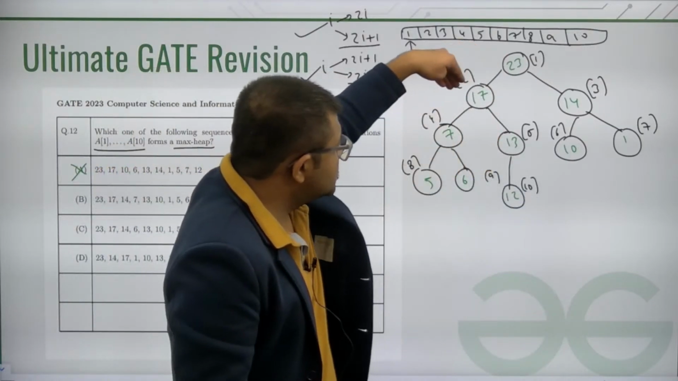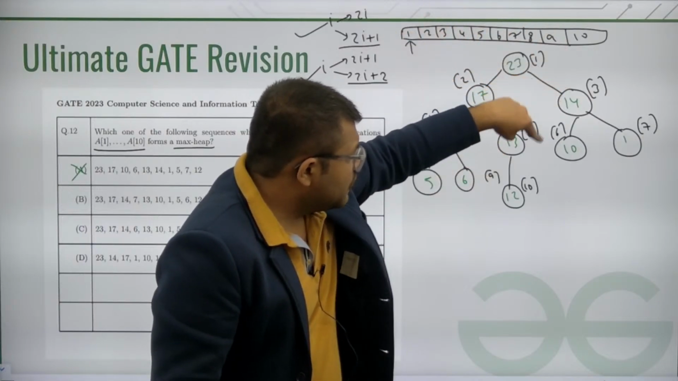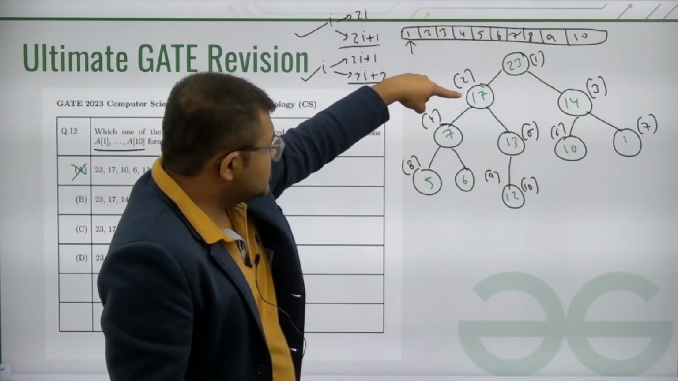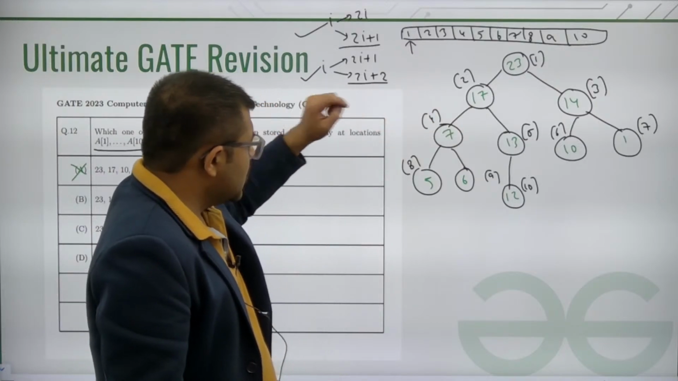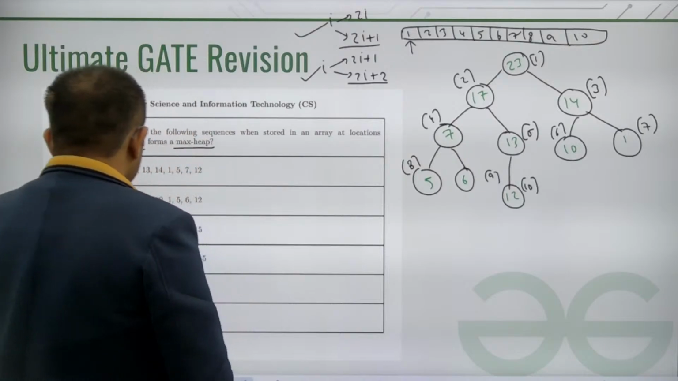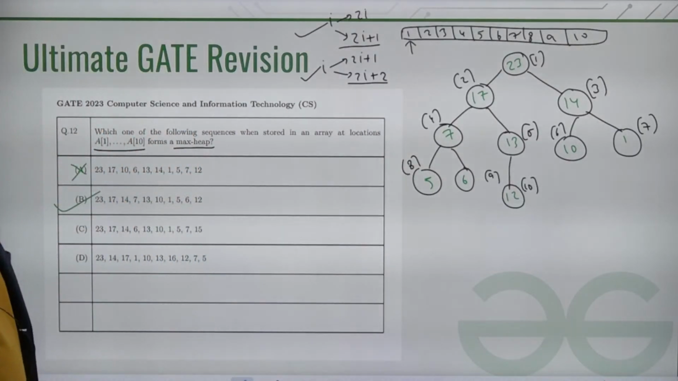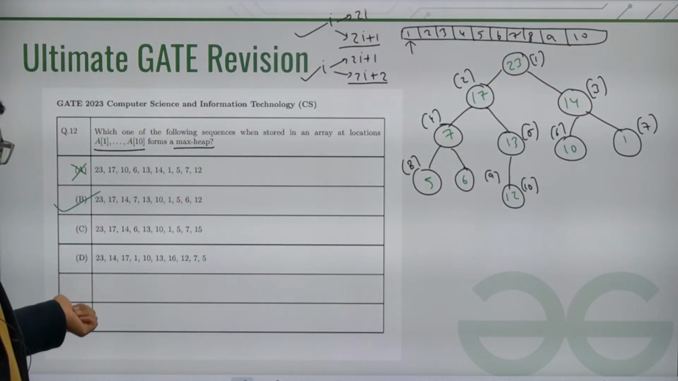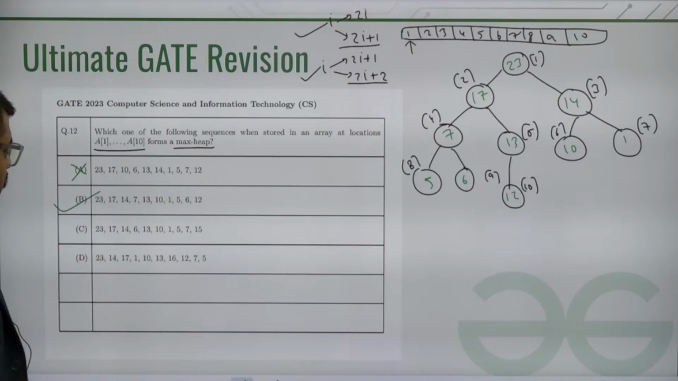You see 23 is greater than 17 and 14. 14 is greater than 10 and 1. 17 is greater than 7 and 13. 7 is greater than 5 and 6. 13 is greater than 12. So this is forming a max heap. Now you can also check options C and D. They will not form a max heap.